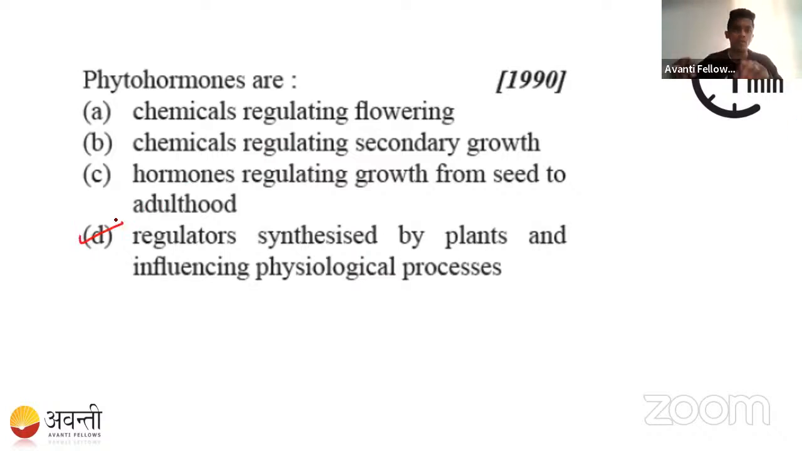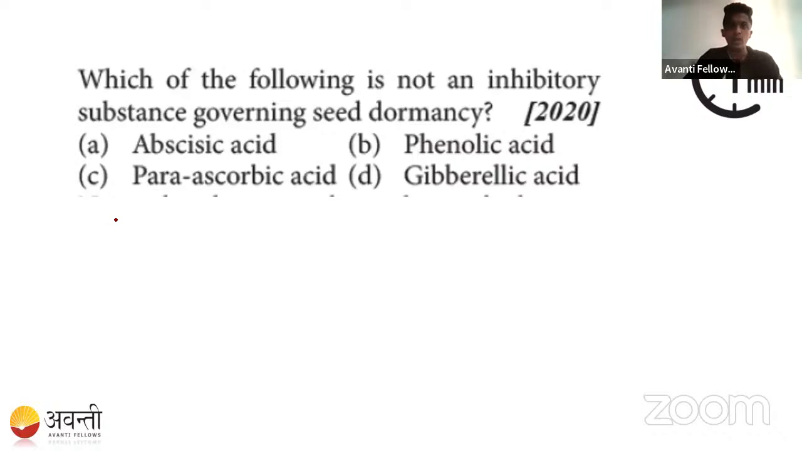So what are phytohormones? Phytohormones are a class of secondary metabolites which are synthesized by plants. And they are also growth regulators. They influence many physiological processes like reproduction, flowering, longevity, and aging of the tree, etc. So we have our next question. Which of the following is not an inhibitory substance governing seed dormancy? I will launch the poll.